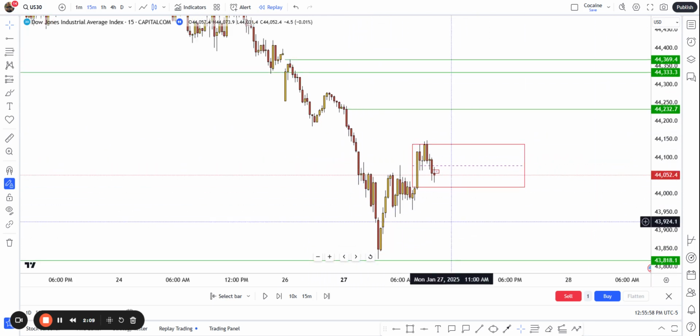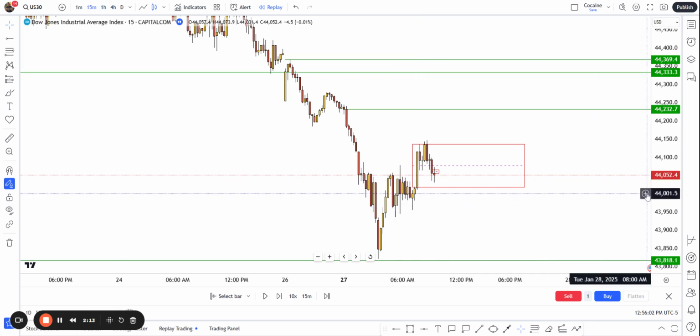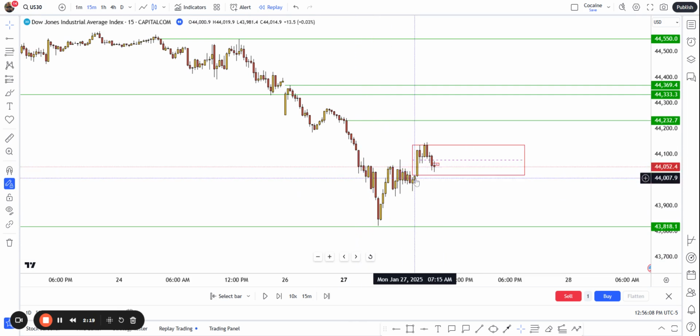Now, with that being said, this right here at 7:30 was a very important candle. Why? Because again, we are at a higher time frame support. There was a lot of consolidation from 1:30 a.m. all the way to 7:15. You guys can see that holding. This candle right here was what helped us push price out.